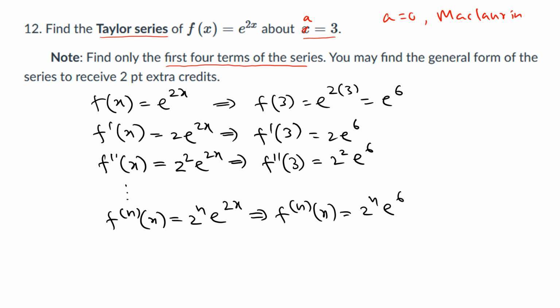That's what you get. Now what we can do is plug that into the formula. They are asking to find only the first four terms. That means it is a degree 3 polynomial, since it's the first four terms. So let's do that. We are looking for T3(x).